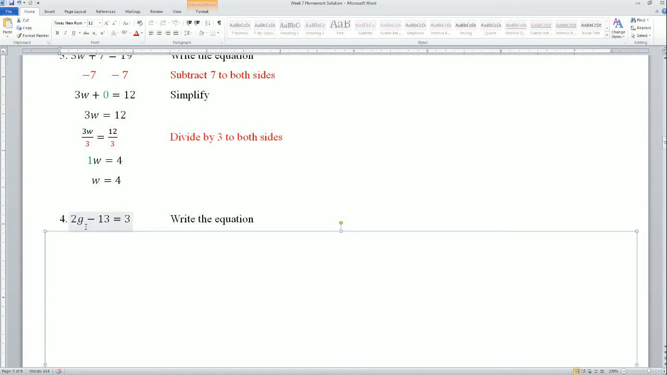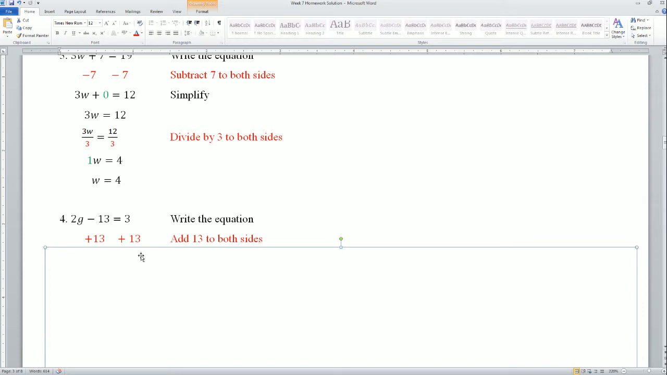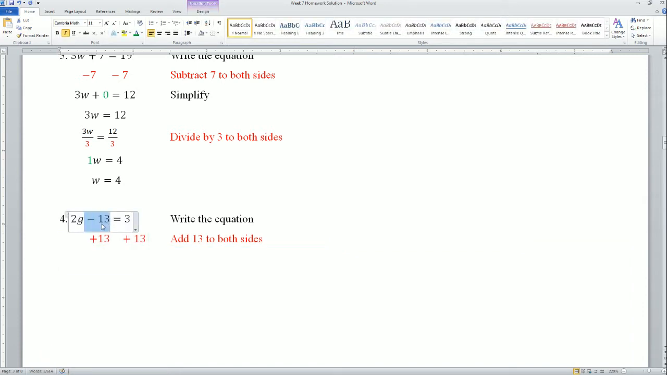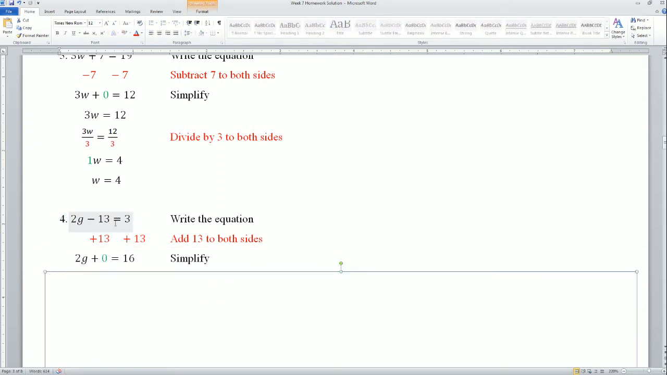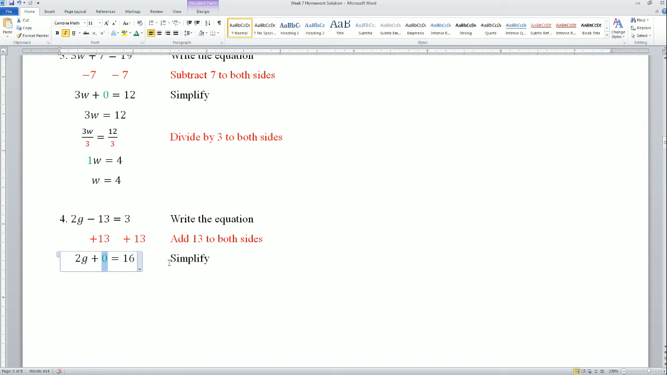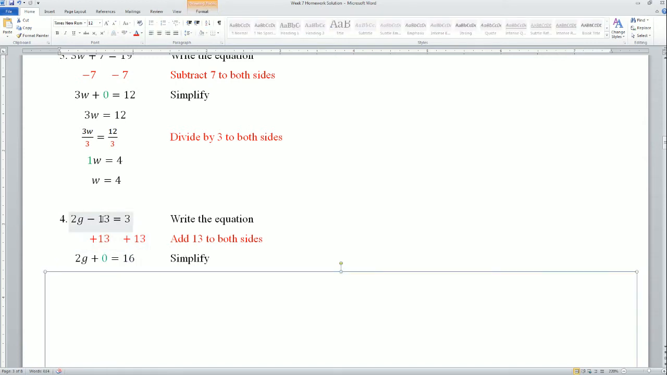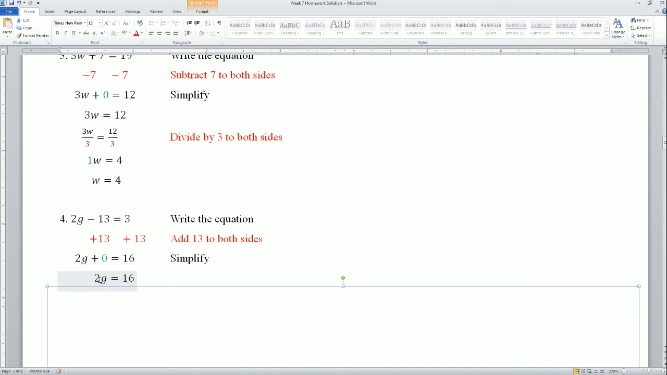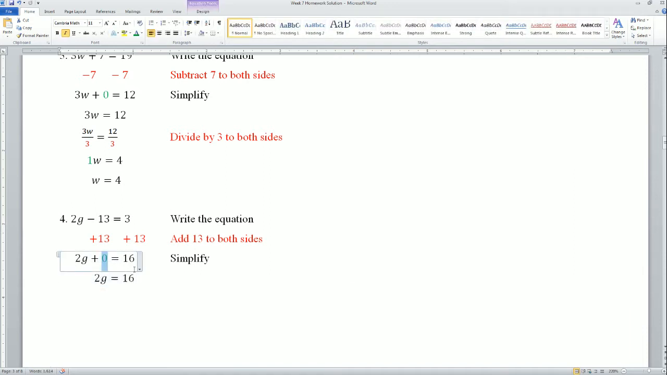Number 4, 2g minus 13 equals 3. That's writing down the equation. Add 13 to both sides because, again, that is the most outward thing that I'm trying to get rid of first. In that process, negative 13 plus 13 is 0. 3 plus 13 is 16. Bring down the 2g as normal. That can be simplified to just 2g equals 16 because plus 0 means nothing.